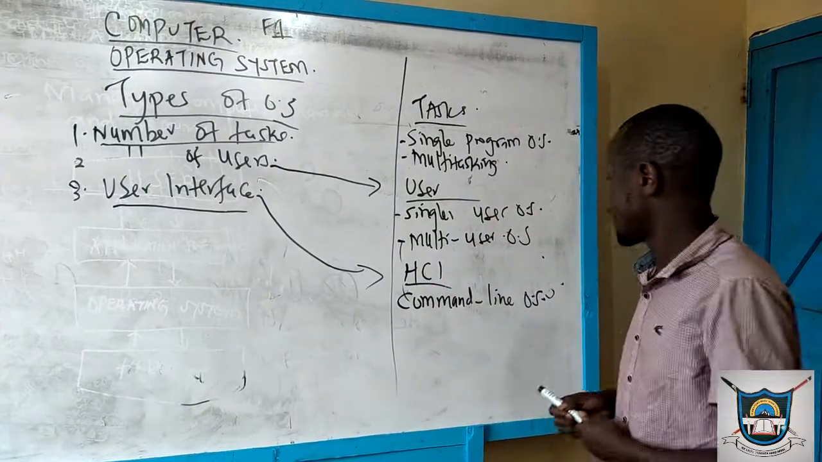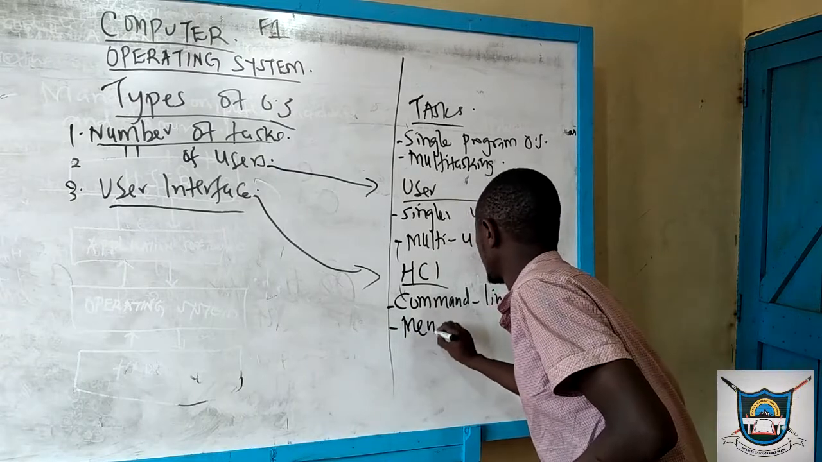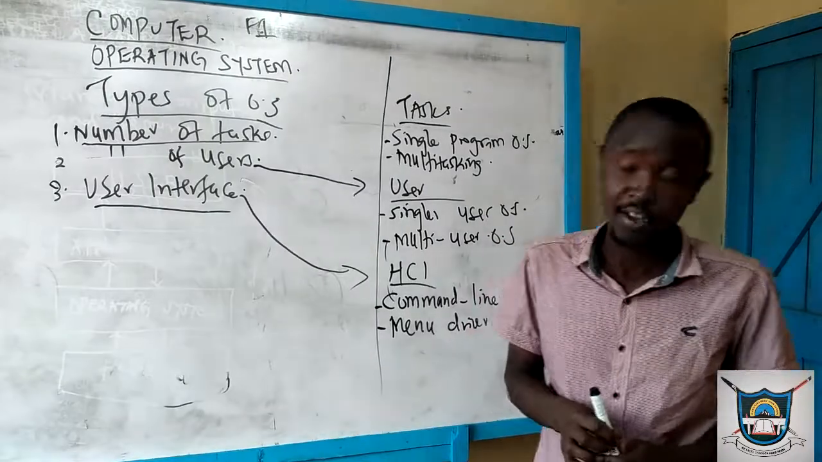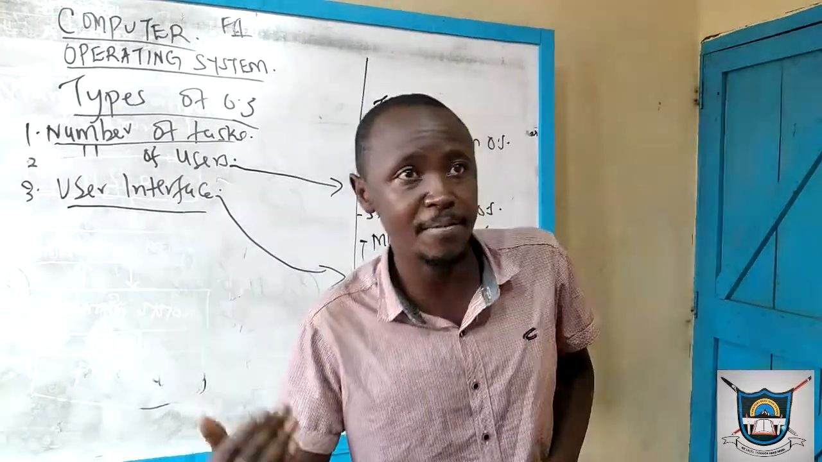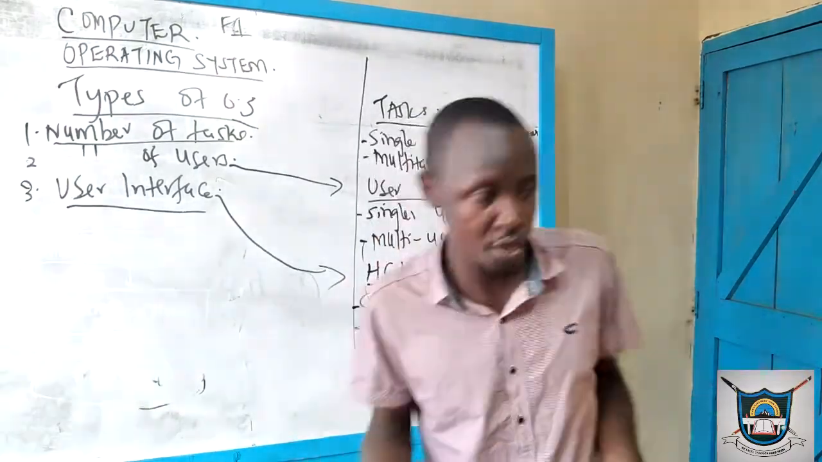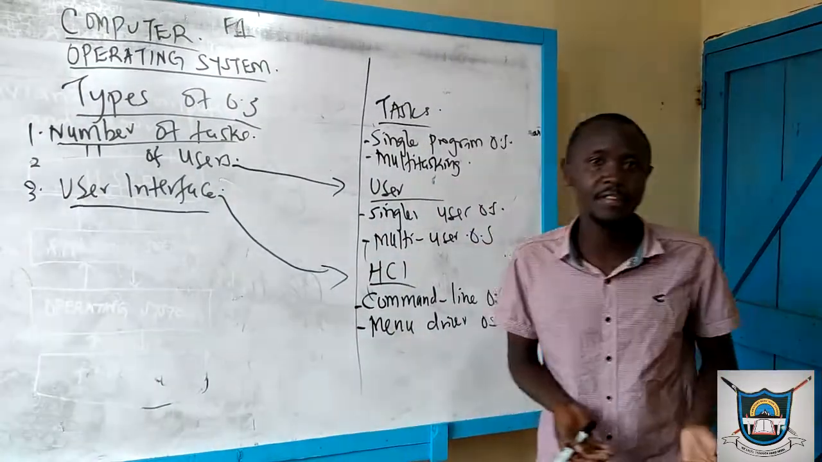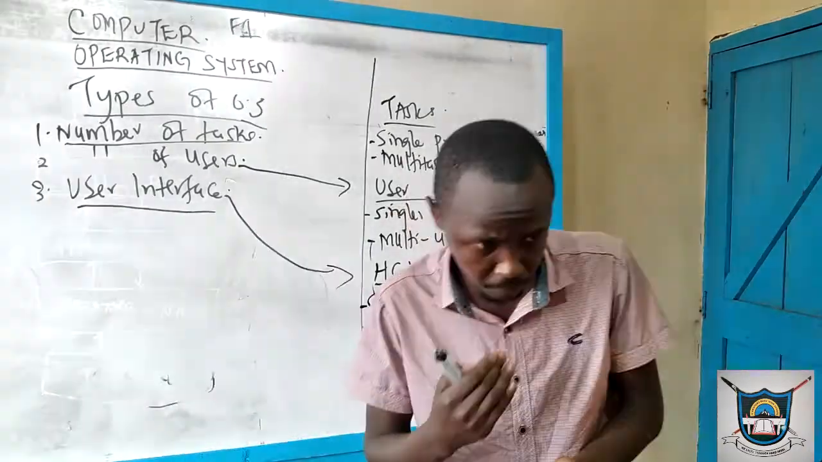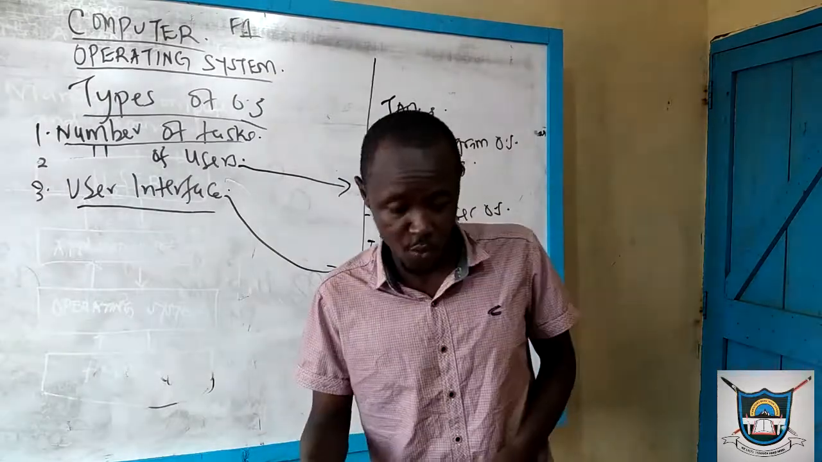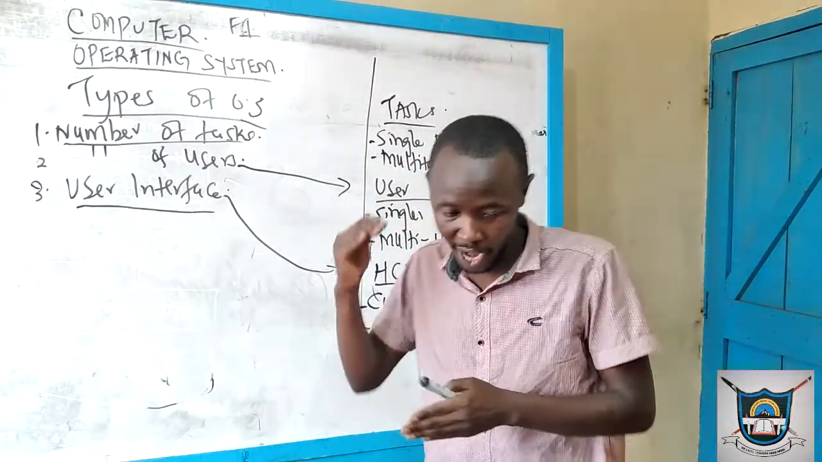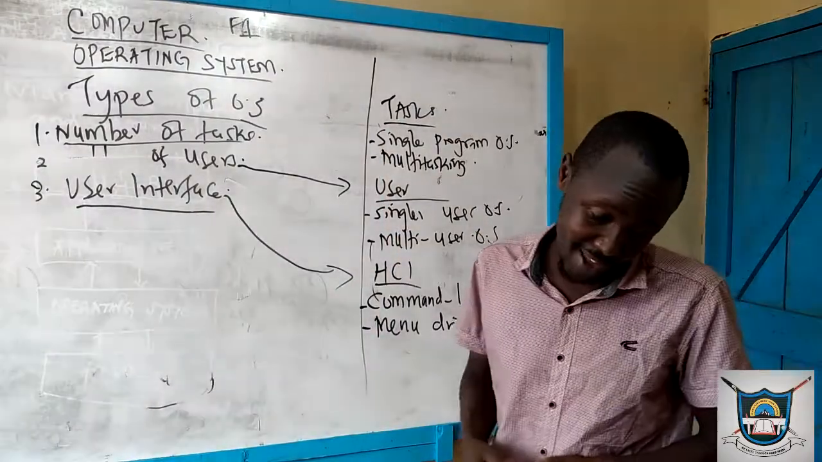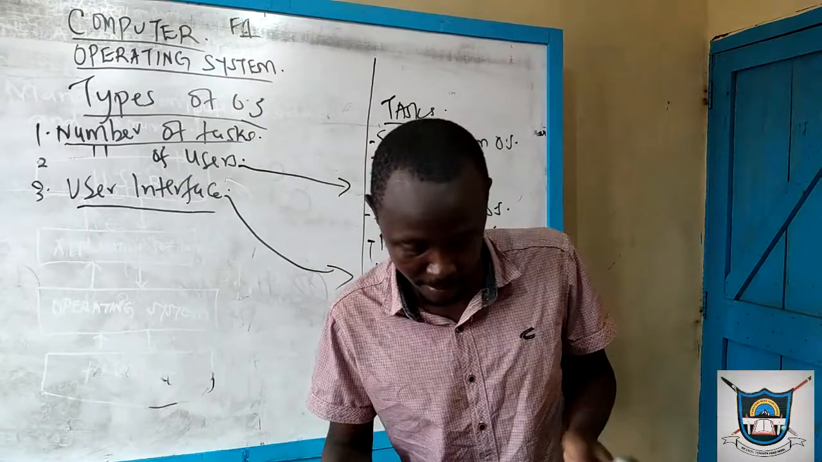We have another one, the menu driven interface. This becomes easier than the command line because the user is using a menu. You know what a menu is? Even when you get to a hotel or restaurant, you are given a menu with a list of foods you can ask for. This OS also gives you a menu where you select from, so it is easier because you don't have to type the coding.